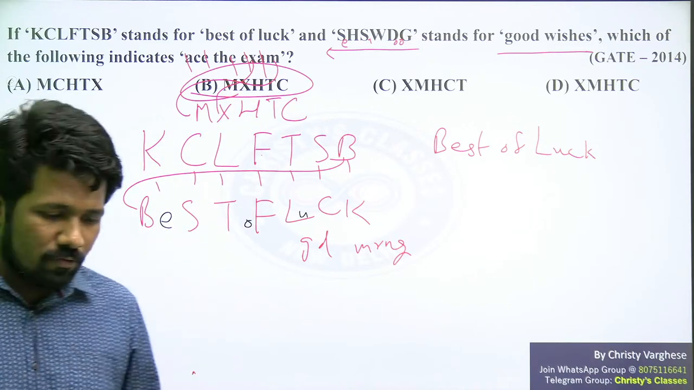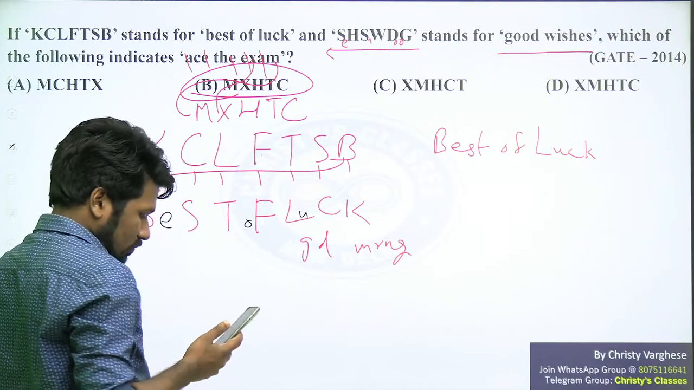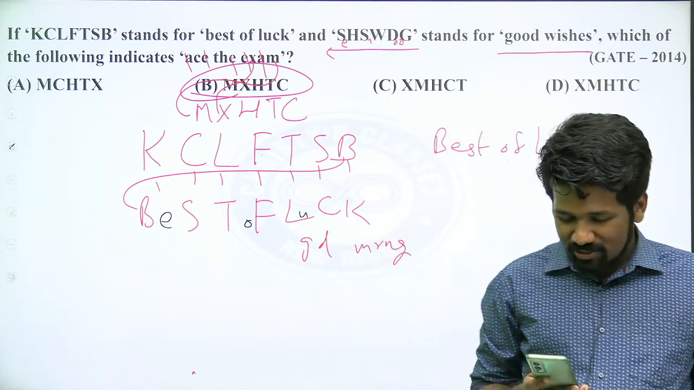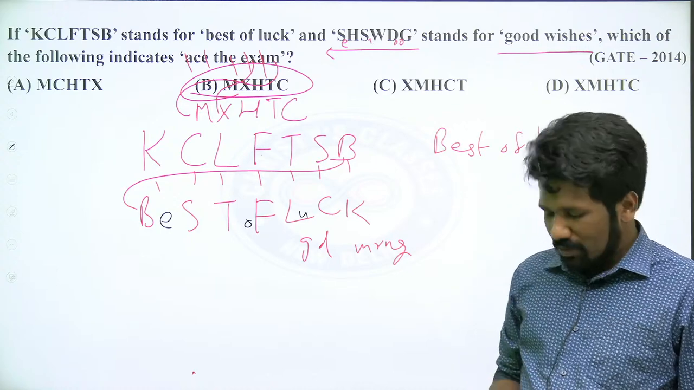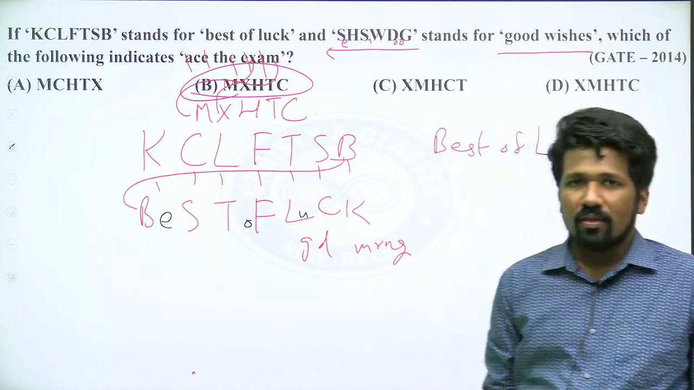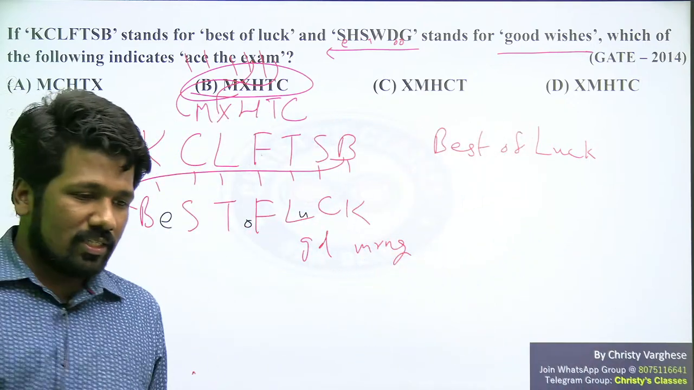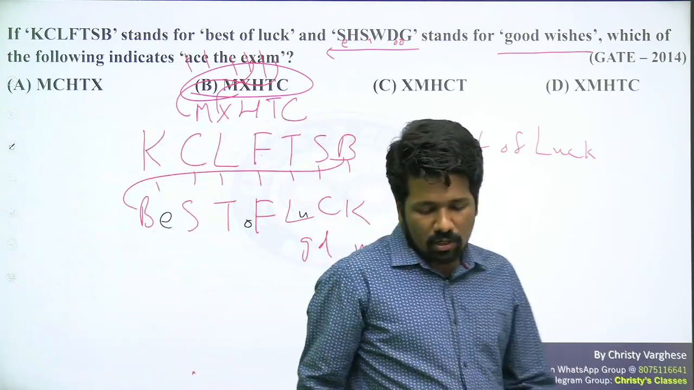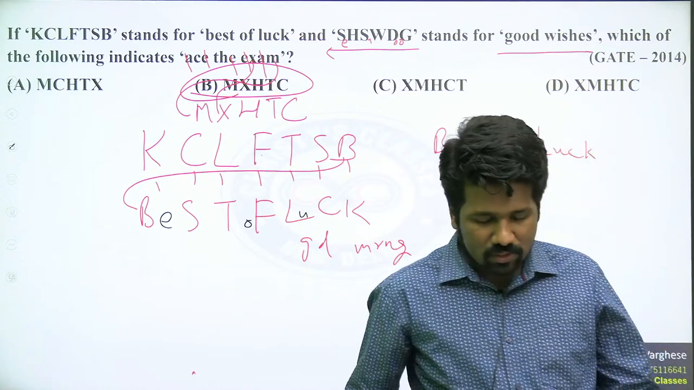Is this clear? All of you mention in the chat whether this is clear or not. True, Ashutosh. So option B is the correct answer. Deleting the vowels, reversing the order, that is the idea used. So these were the questions asked till now from this chapter, coding, decoding, in GATE exam previous year question papers.